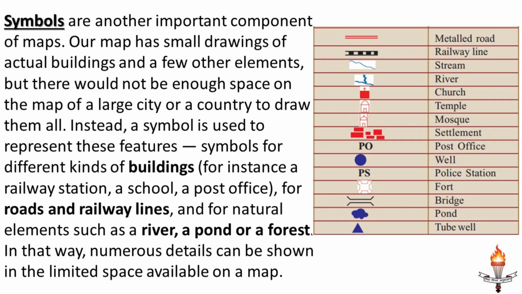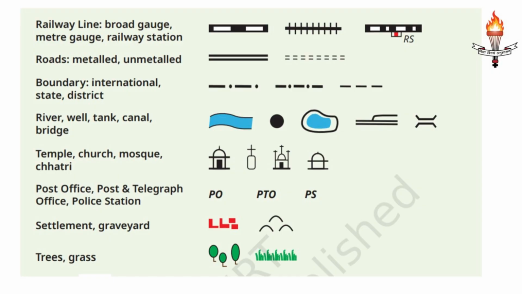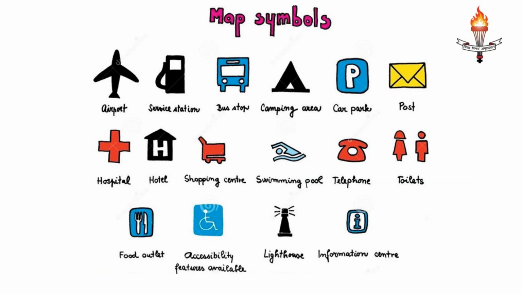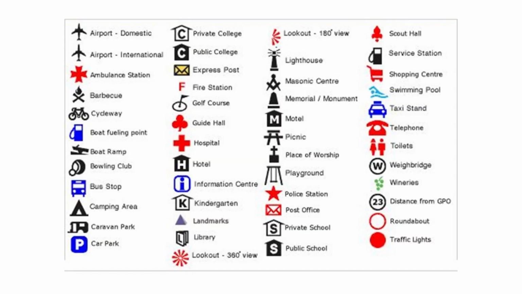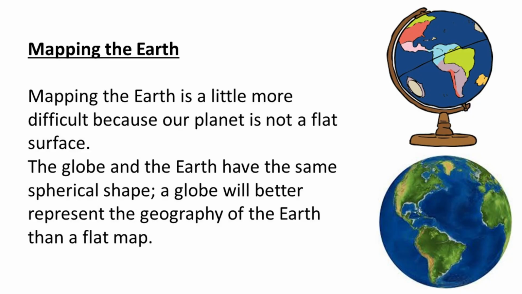Symbols are used to represent features on a map. A small drawing or icon can stand for a school, a railway station, a river, or even a forest. This way, many details can fit into limited space. Since Earth is not flat, a globe represents it more accurately.